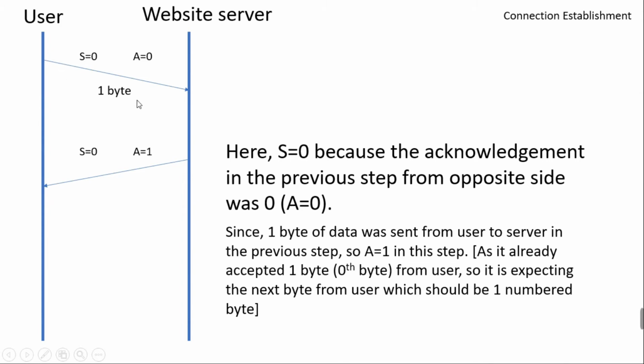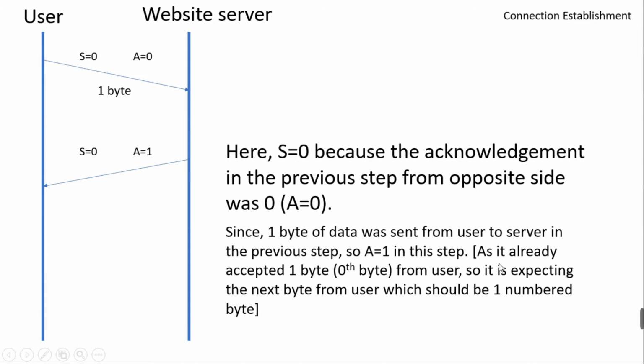So if the 0th byte is already sent to the server, then what will the server expect? The server will expect that, I already got the 0th byte from user, so when it sends me the next byte, it should have a sequence number of 1, right? So that's why my acknowledgement number is 1. That means I expect the byte numbered 1 in the next communication coming from user to server.